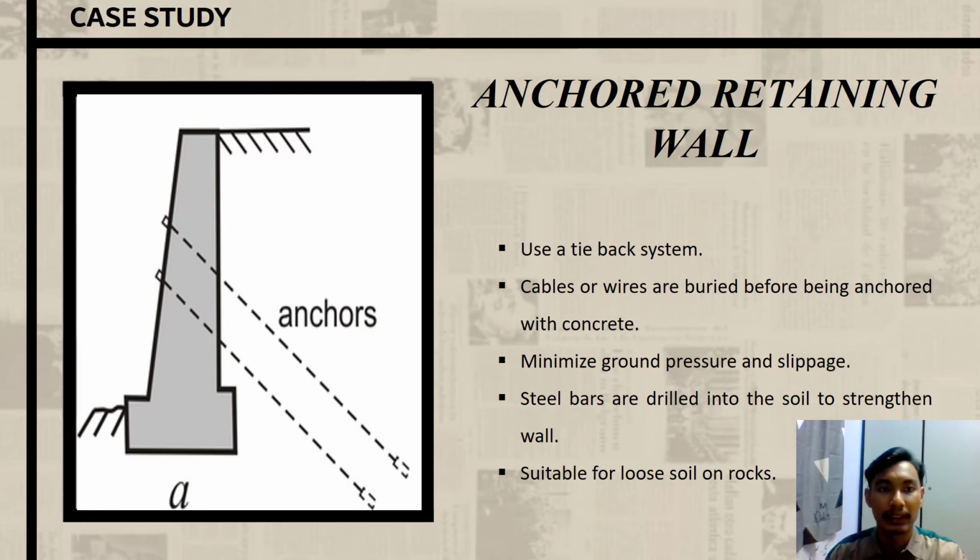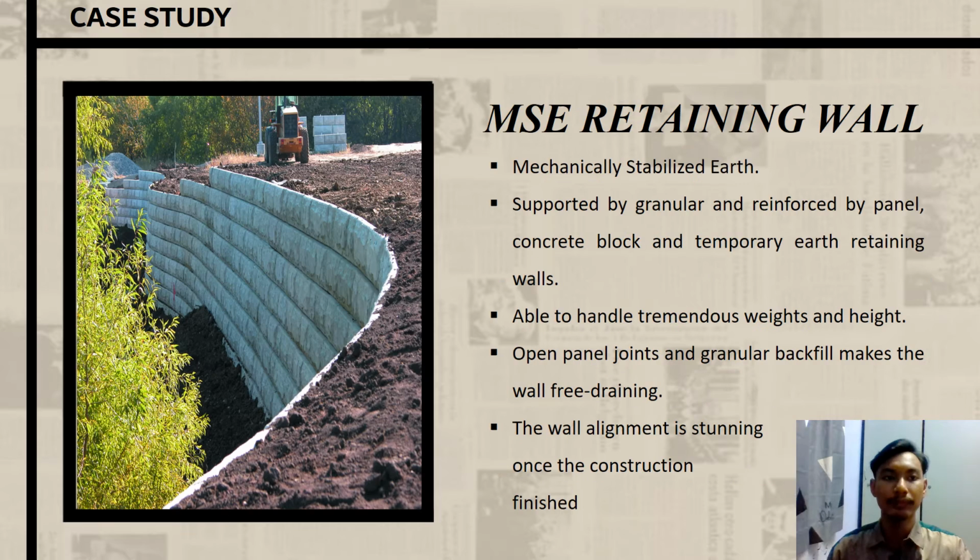Next is the anchored retaining wall. An anchored retaining wall uses a tie-back system where cables or wires are buried before being anchored with concrete. Steel bars are drilled into the soil to strengthen the soil and minimize ground pressure and slippage. This kind of wall is suitable for loose soil on rocks.